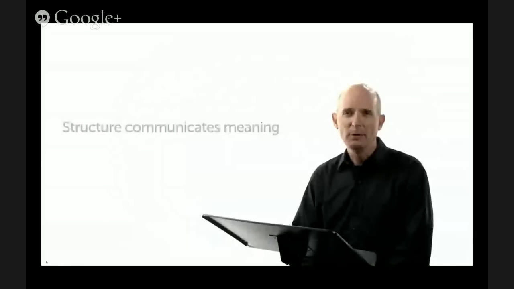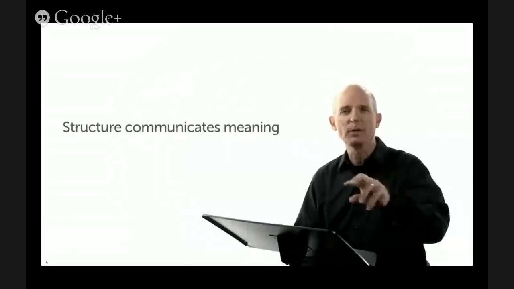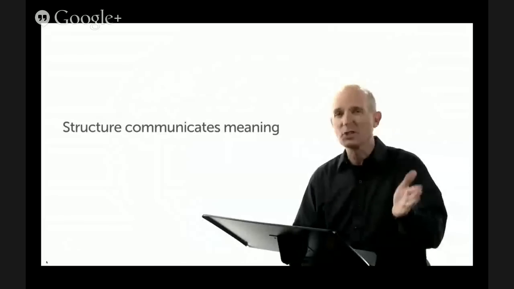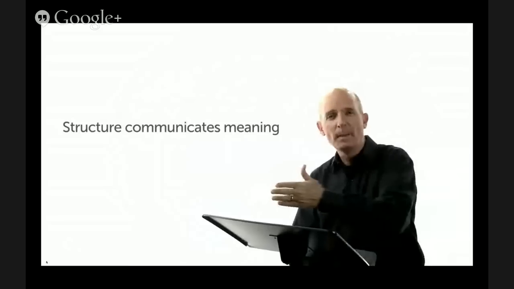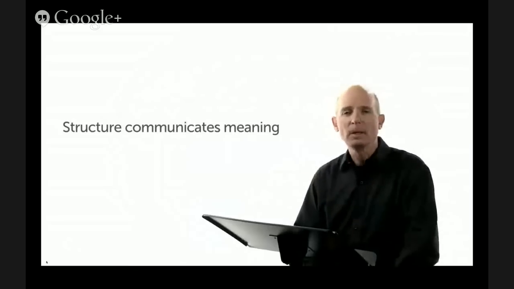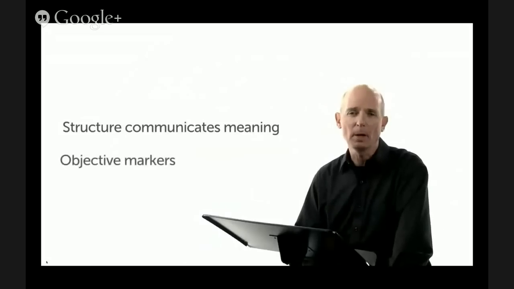Biblical authors use various structures to communicate meaning. The question is, how do we discern where the boundaries of the various units are, and how do we discern whether there, for example, is a linear structure, a parallel structure, a concentric structure? One of the key things is to look for some objective markers.